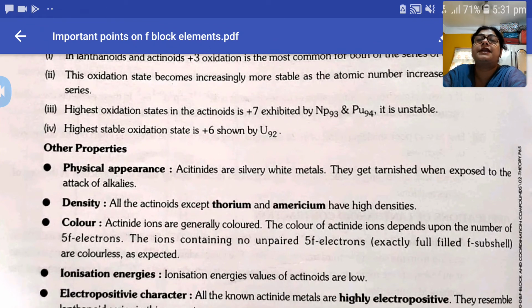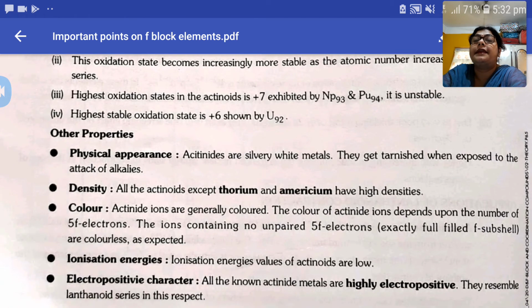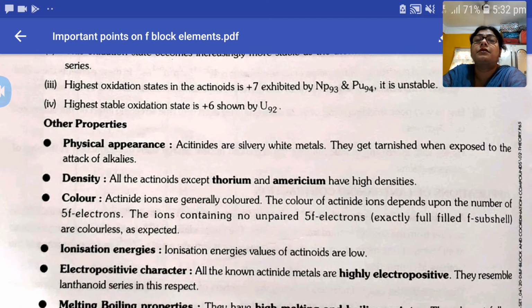Physical appearance: actinides are silvery white metals. They get tarnished when exposed to the attack of alkalis. So when they are exposed to alkalis, they get tarnished, that means they get corroded, or corrosion takes place. Then density: all the actinoids except thorium and americium have high density. Then color: actinide ions are generally colored. The color of actinides depends upon the number of 5f electrons.